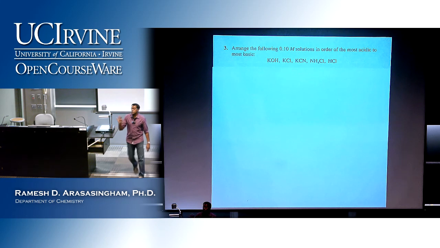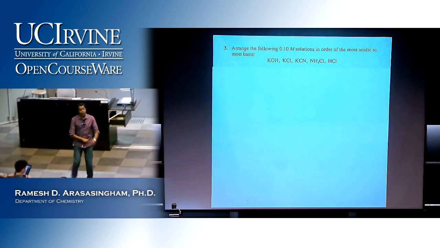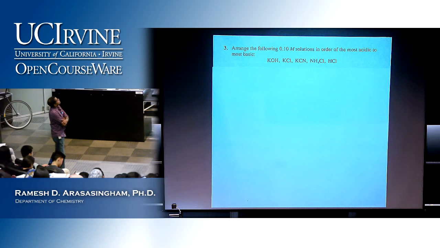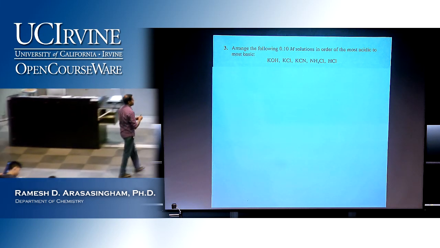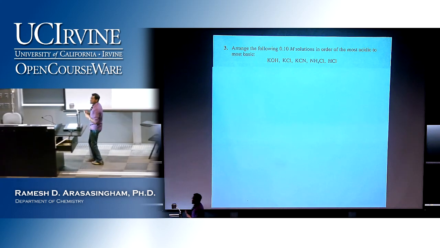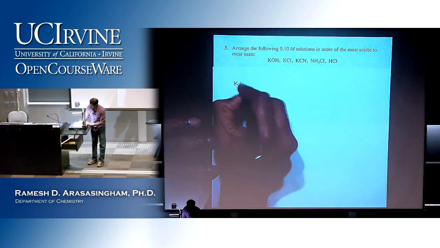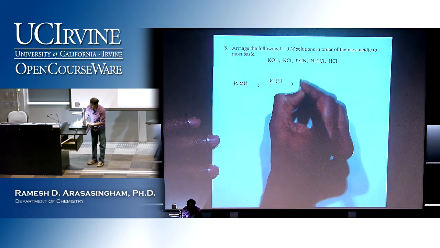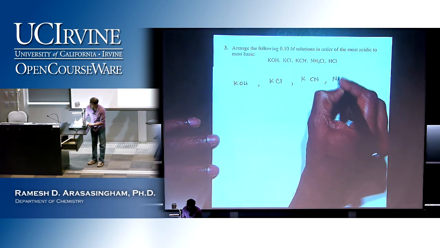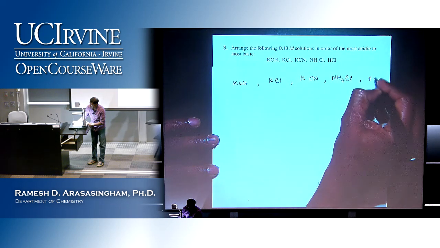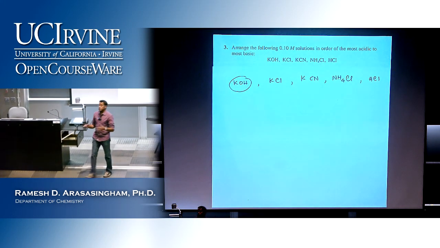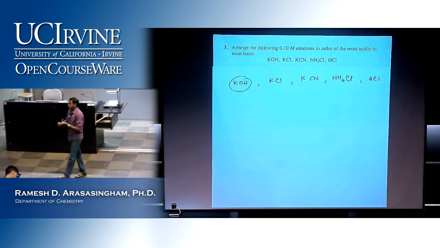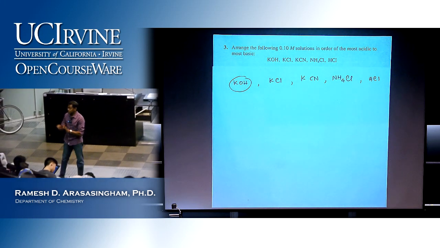So you have the same concentrations of all of these substances. All right? So now you're asked, arrange the following solutions in order of the most acidic to most basic. All right, so we want to rank these. And so it would be a good idea to look at each one of these. So we have KOH, KCl, KCN, NH4Cl, and HCl. All right? So let's look at this. Let's categorize this. Will this be a strong base? Will this be a strong acid? Will this be a weak acid? Weak base. So we've got to rank them first.